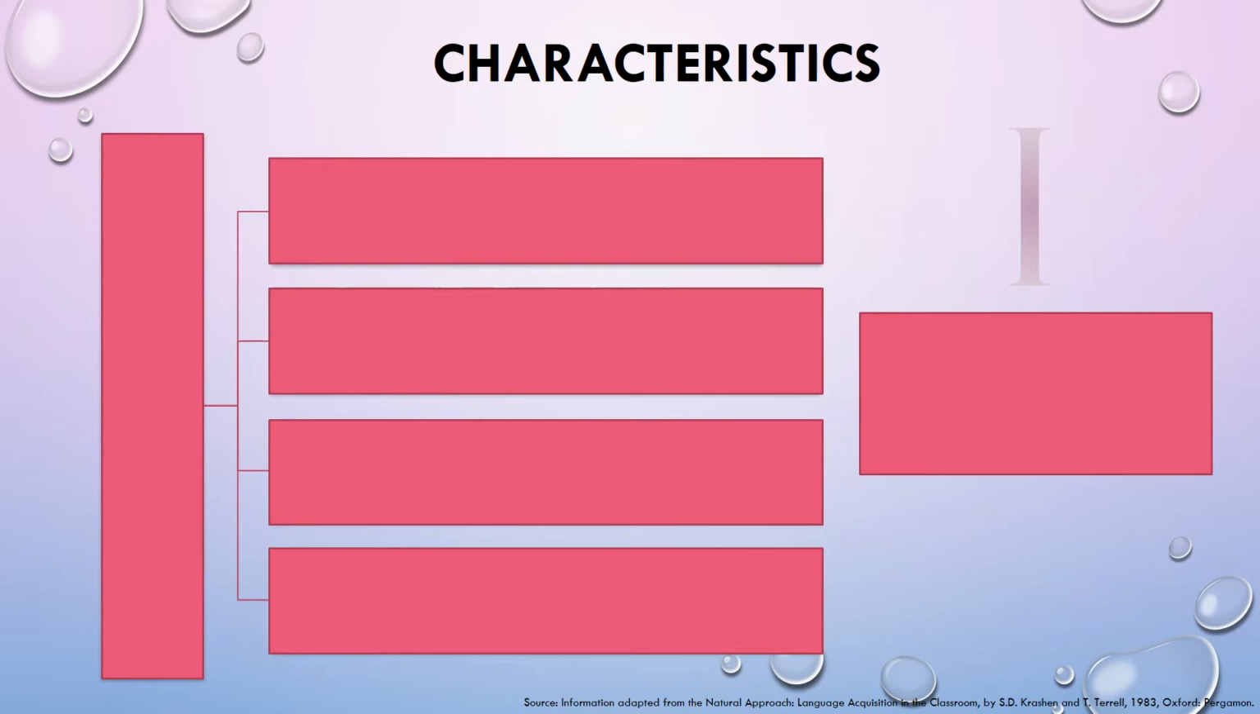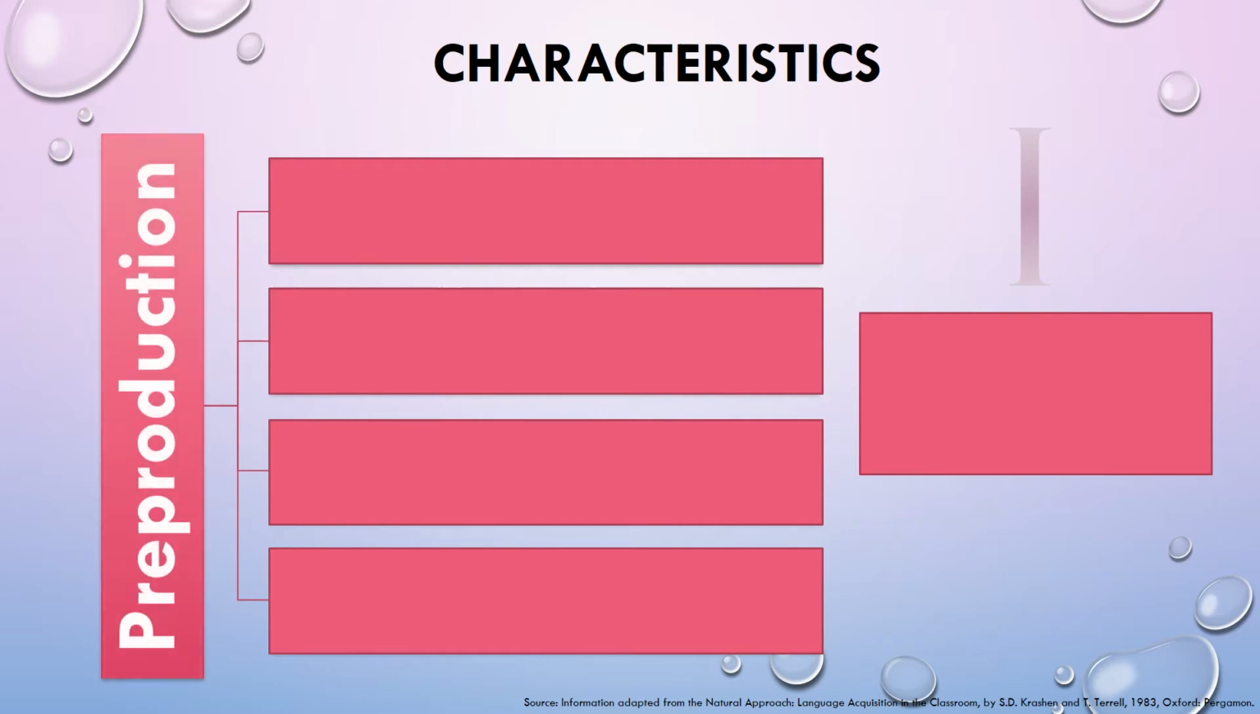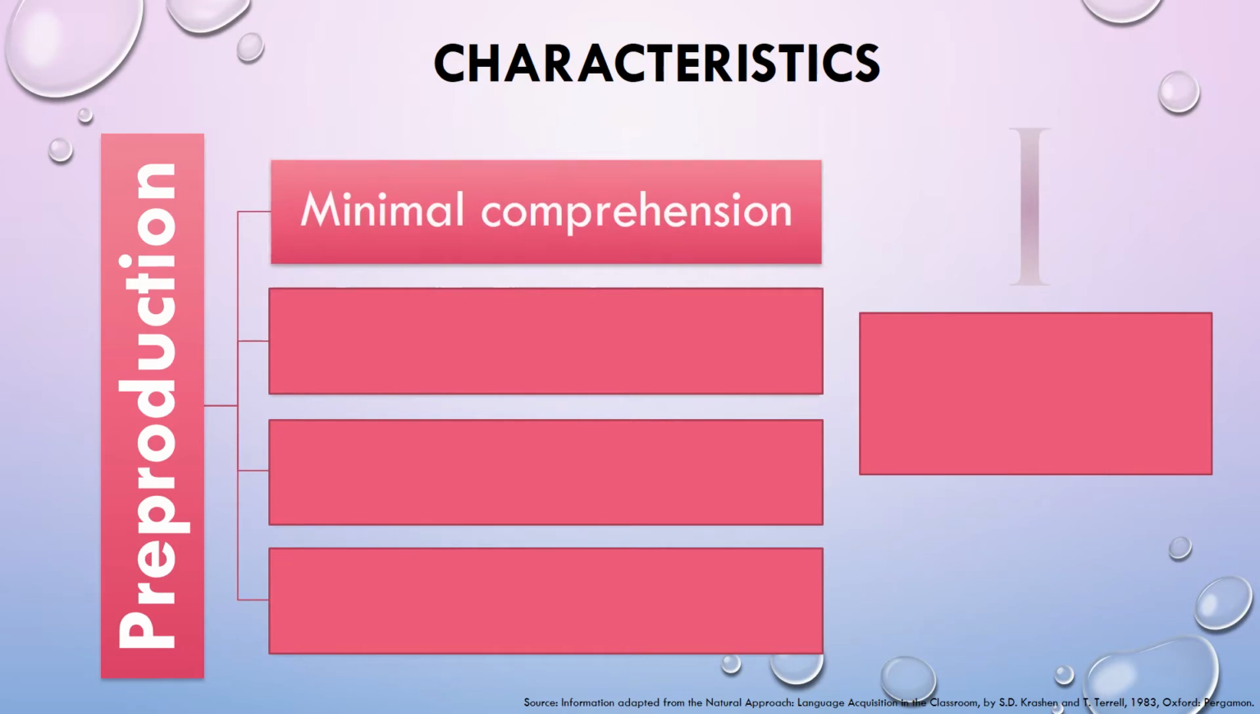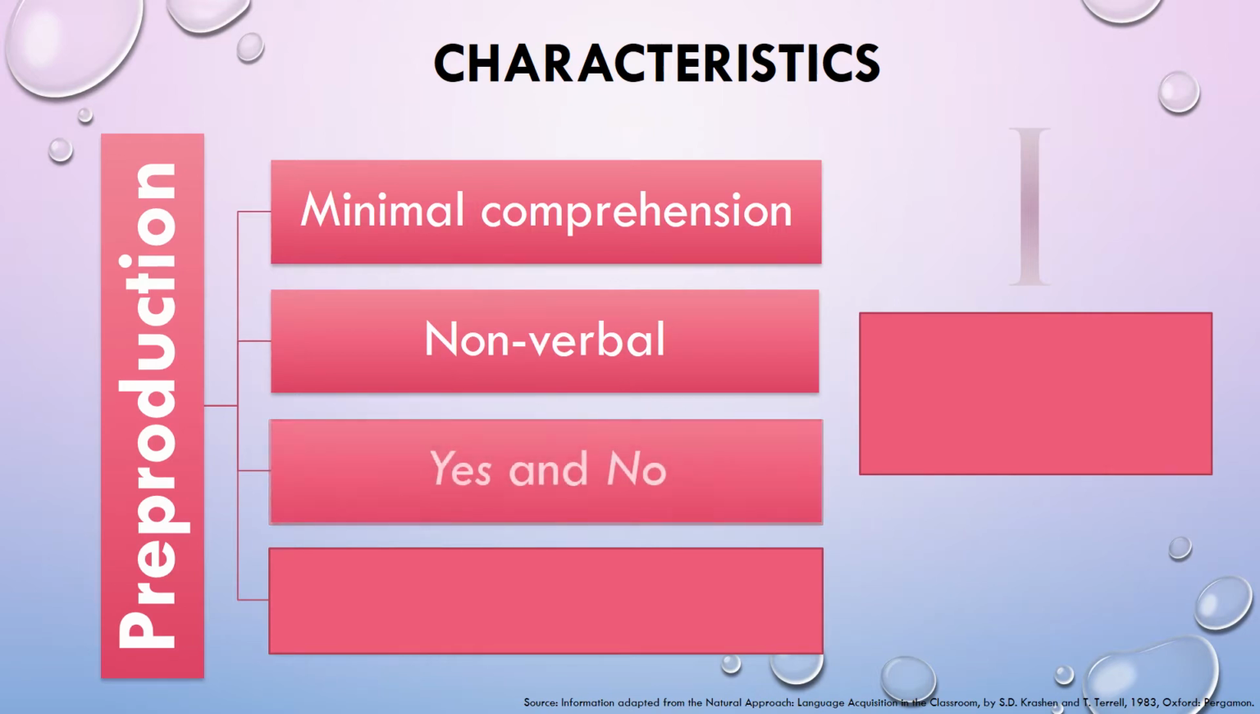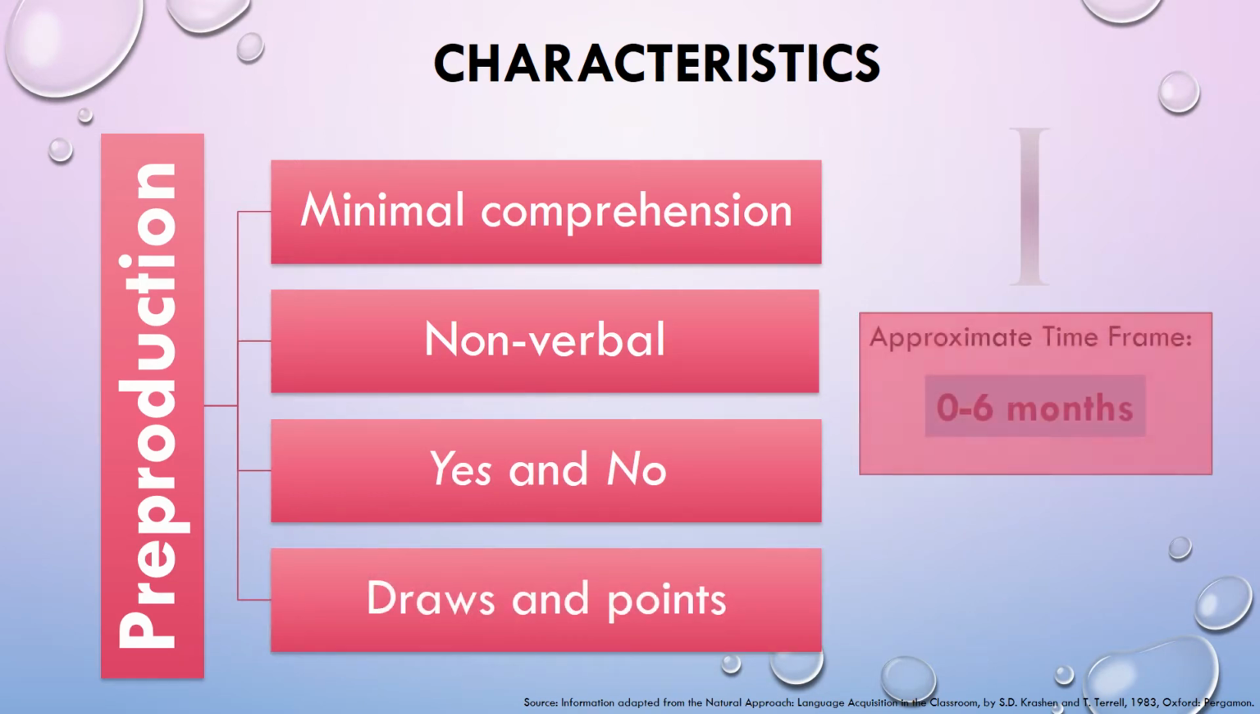Let's take a look at some of the characteristics associated to stage 1 pre-production. At this stage, an English learner has minimal comprehension without scaffolds. He or she does not verbalize, does nod yes and no, and may draw to express a feeling or thought and/or point at an object. As mentioned before, this stage lasts from 0 to 6 months.